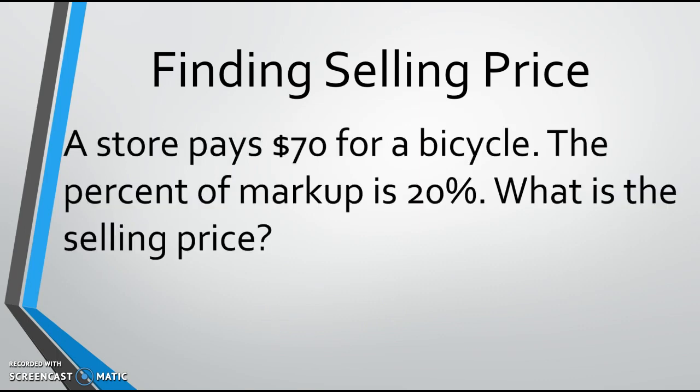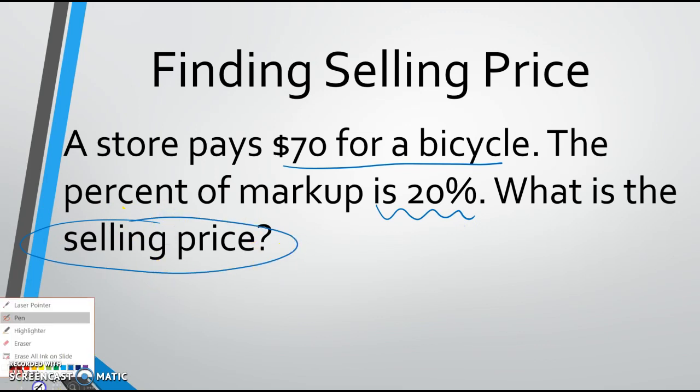So it says a store pays $70 for a bicycle. The percent of markup is 20%. So what is the selling price? So this store bought a bike for $70, and then they're going to sell it in their store for $70 plus an extra 20%. So this is similar in a way to a sale price, except instead of subtracting the percent that we found from our original, we're actually going to add it, which is what our equation said right before this.